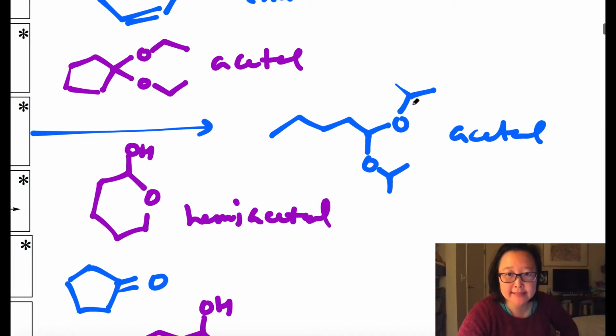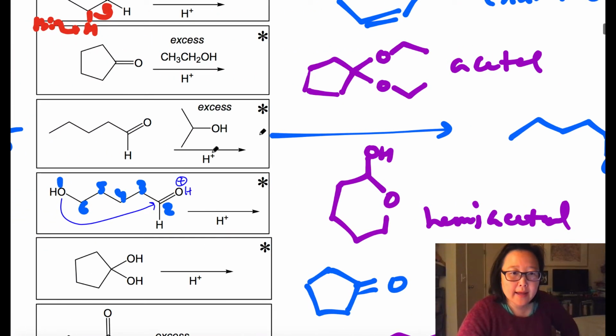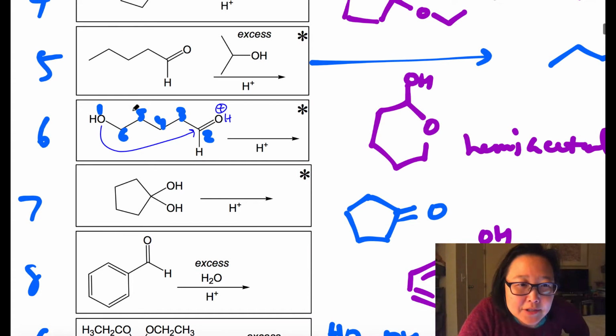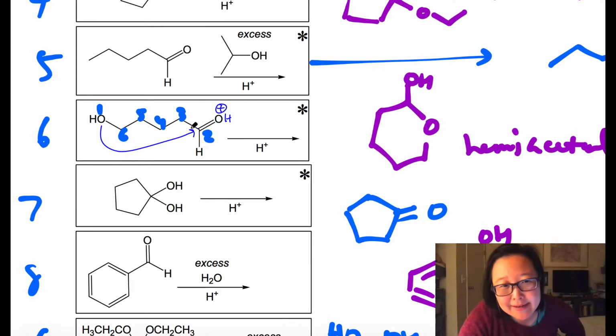I will get an acetal with the alcohols now as ethers. For this one, number 6, it's a little tricky. It's intramolecular. Within the same molecule, I have a carbonyl group and an alcohol group. So it's almost as if I had a separate alcohol, but it's tethered in the molecule, so I'm going to attack it here.